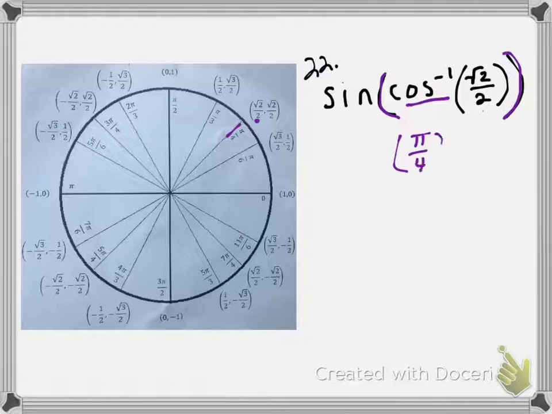And then we're asking ourselves, well, what's the sine value at pi/4? Oh, well, it's the same thing. It was the square root of 2/2.